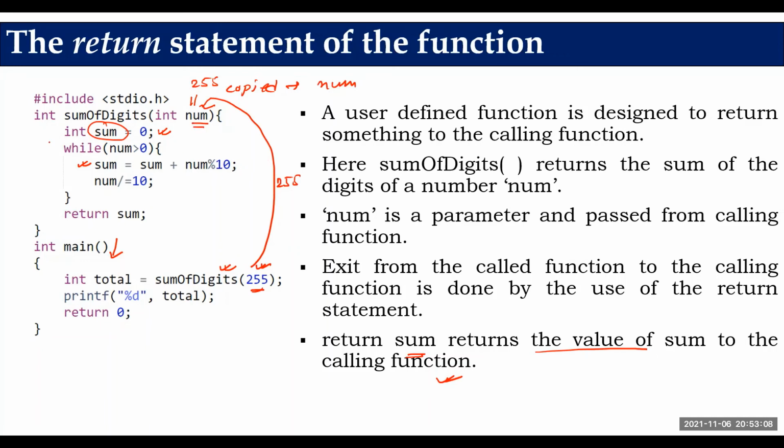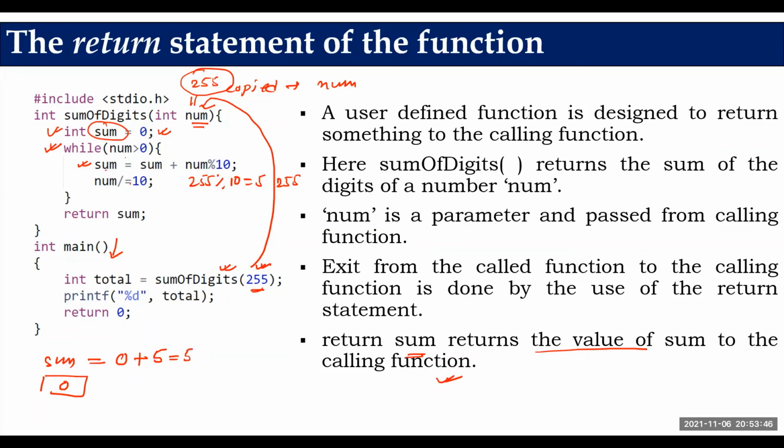So what will it do? We are checking a condition: while num greater than 0. Initially sum is a local variable, and the value of sum is right now 0. Condition: num greater than 0. What is the value of num? 255, greater than 0. Condition true. Sum equals sum plus num modulus 10. Sum is 0 plus, what is num? 255 modulus 10. So what will we get? We get 5. So what is the value of sum now? 5. It becomes 5.